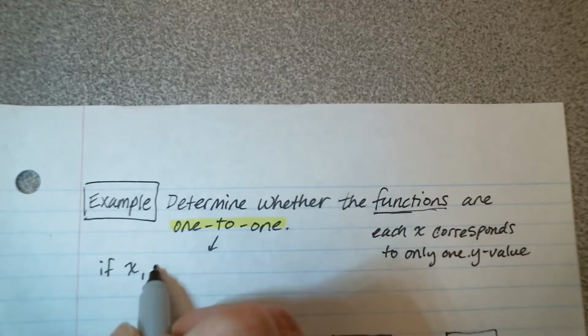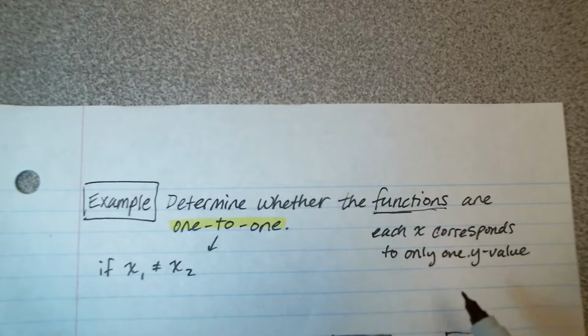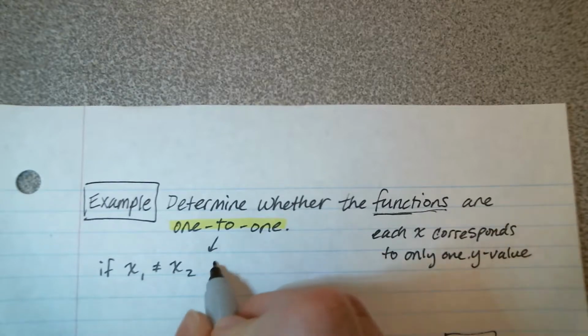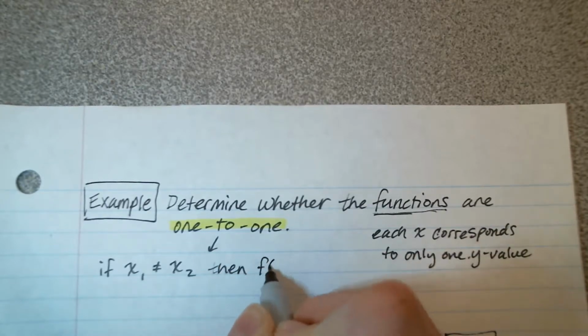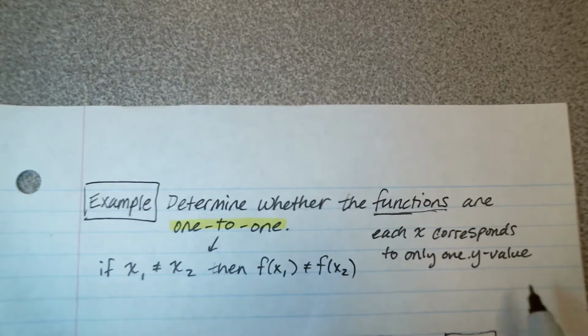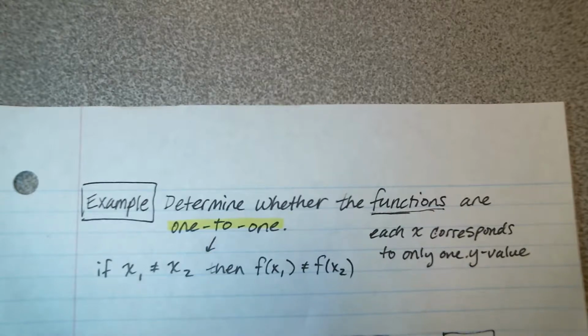that tells you that two different inputs will not have the same output. If your two inputs are different, then they should correspond to two different y values. So again, each y should only come from one x if your function is one-to-one.